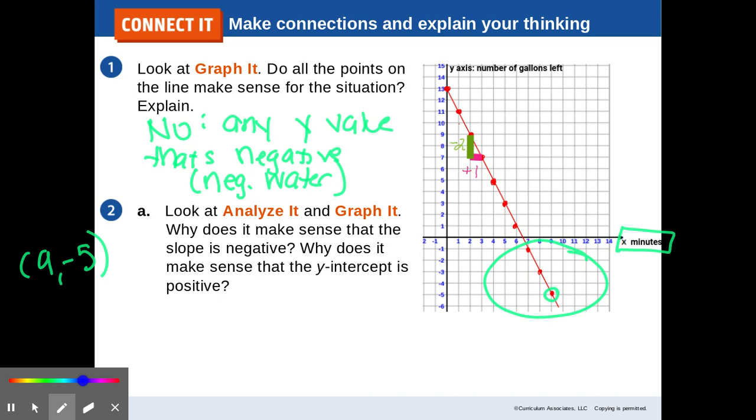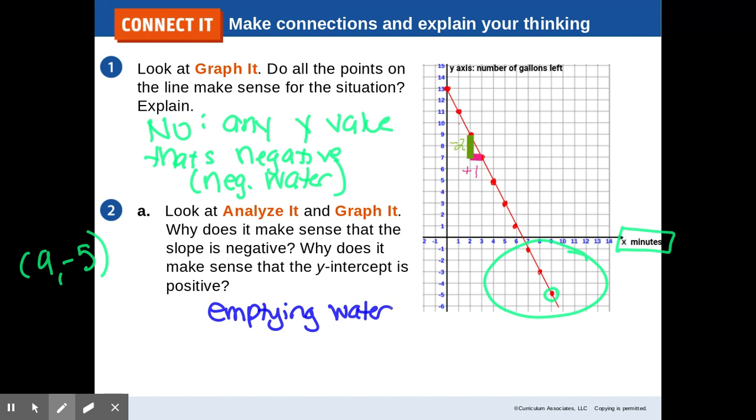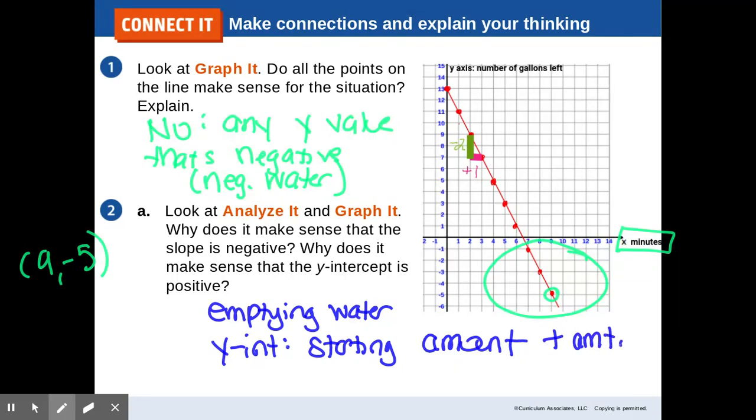Then it says, look at the analyze it and graph it. Why does it make sense that the slope is negative? Well, we're emptying water. So that should be negative because you have water coming out of your total. You're not adding water to your cooler. Why does it make sense that the y-intercept is positive? Well, the y-intercept is your starting amount. So it would make sense to be positive because we have a positive amount of water. So again, we're just looking at context of what makes sense.